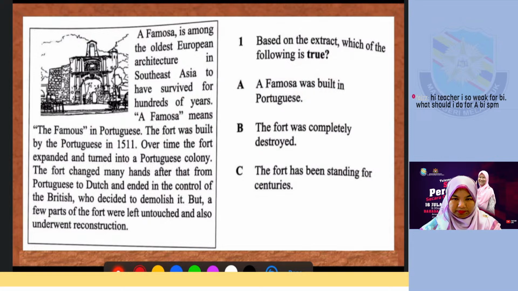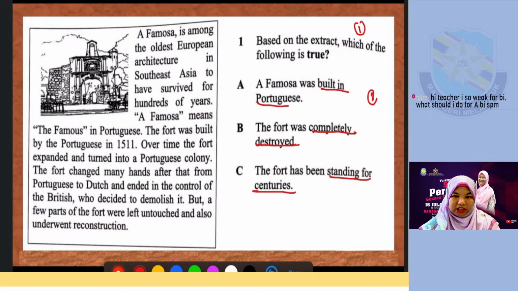Okay, first, let's look at the question. Based on the extract, which of the following is true? That will be the first step. Second step, read the option. A, A Famosa was built in Portuguese. B, the fort was completely destroyed. Built in Portuguese. Completely destroyed. C, the fort has been standing for centuries. Standing for centuries. Now this will be step number 2.